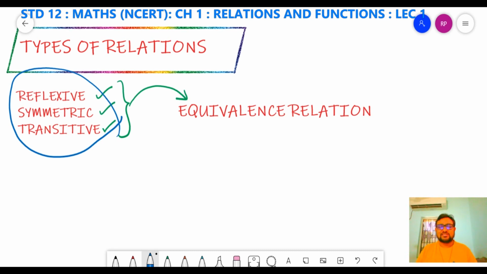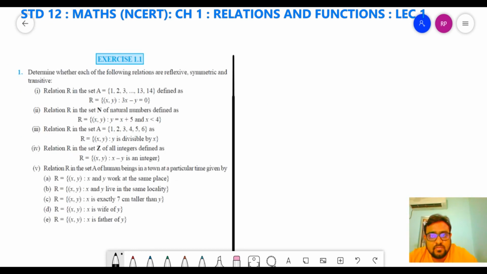Okay, let's start with Exercise 1.1 of the NCERT textbook. Question number 1. Determine whether each of the following relations is reflexive, symmetric, and transitive. Okay. Let's take the first one.